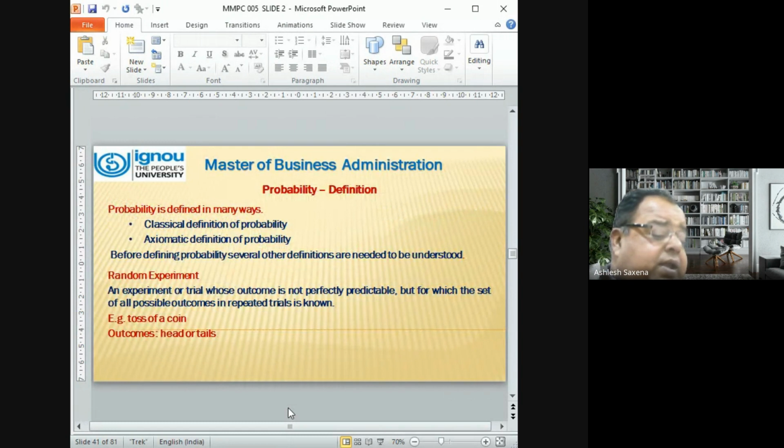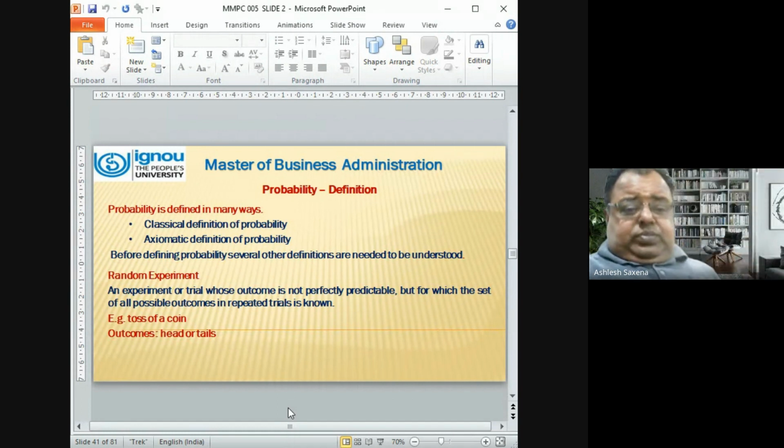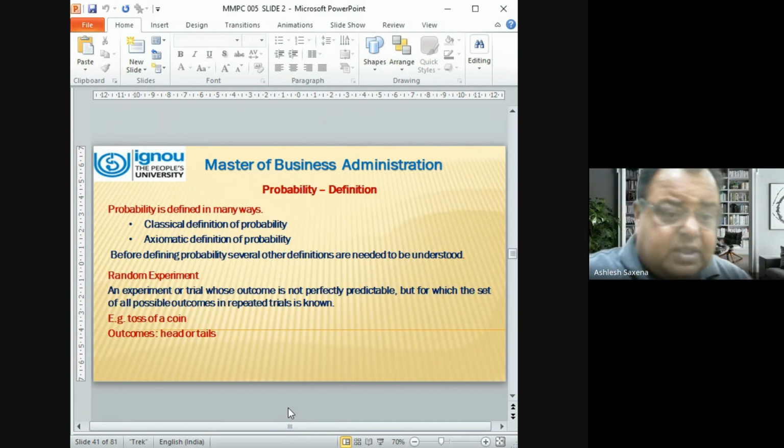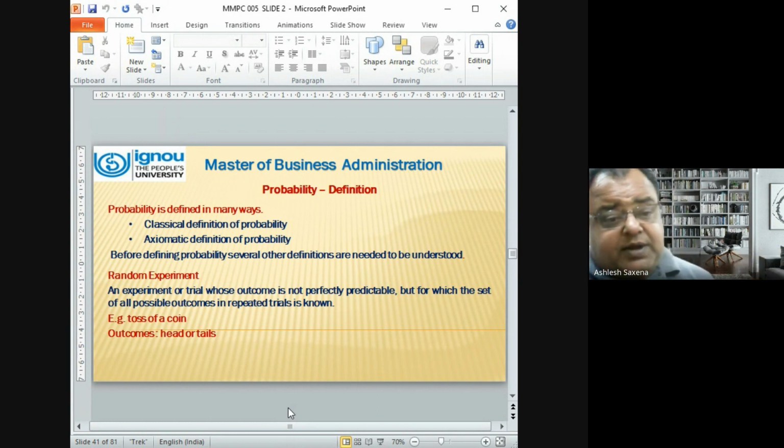Now, defining the definition of probability. As I said, this is a very interesting concept we have to be sure of. This is a broad concept, but we are taking a part of it to make you understand what the concept is. Probability is defined in many ways. First of all, there is the classical definition of probability, and then comes the axiomatic definition of probability.